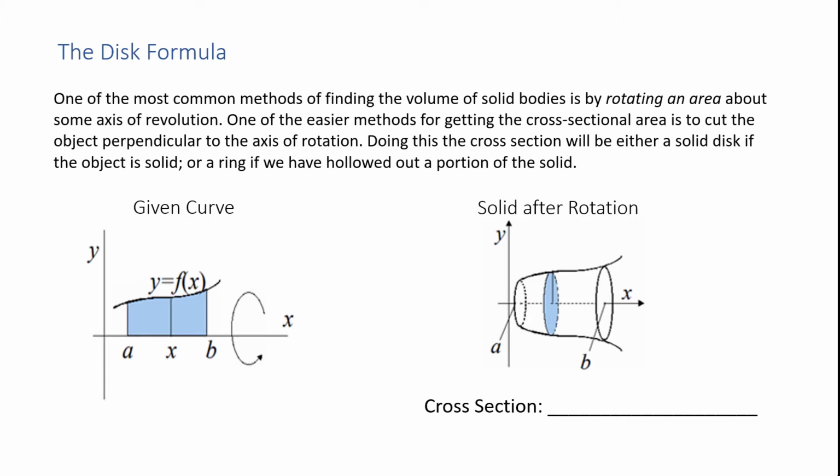Let's look. On the left-hand drawing, we have a curve, and the intent is to rotate it about the x-axis. To the right is a depiction of the solid after the rotation. Notice that the cross-section is a circular disk.